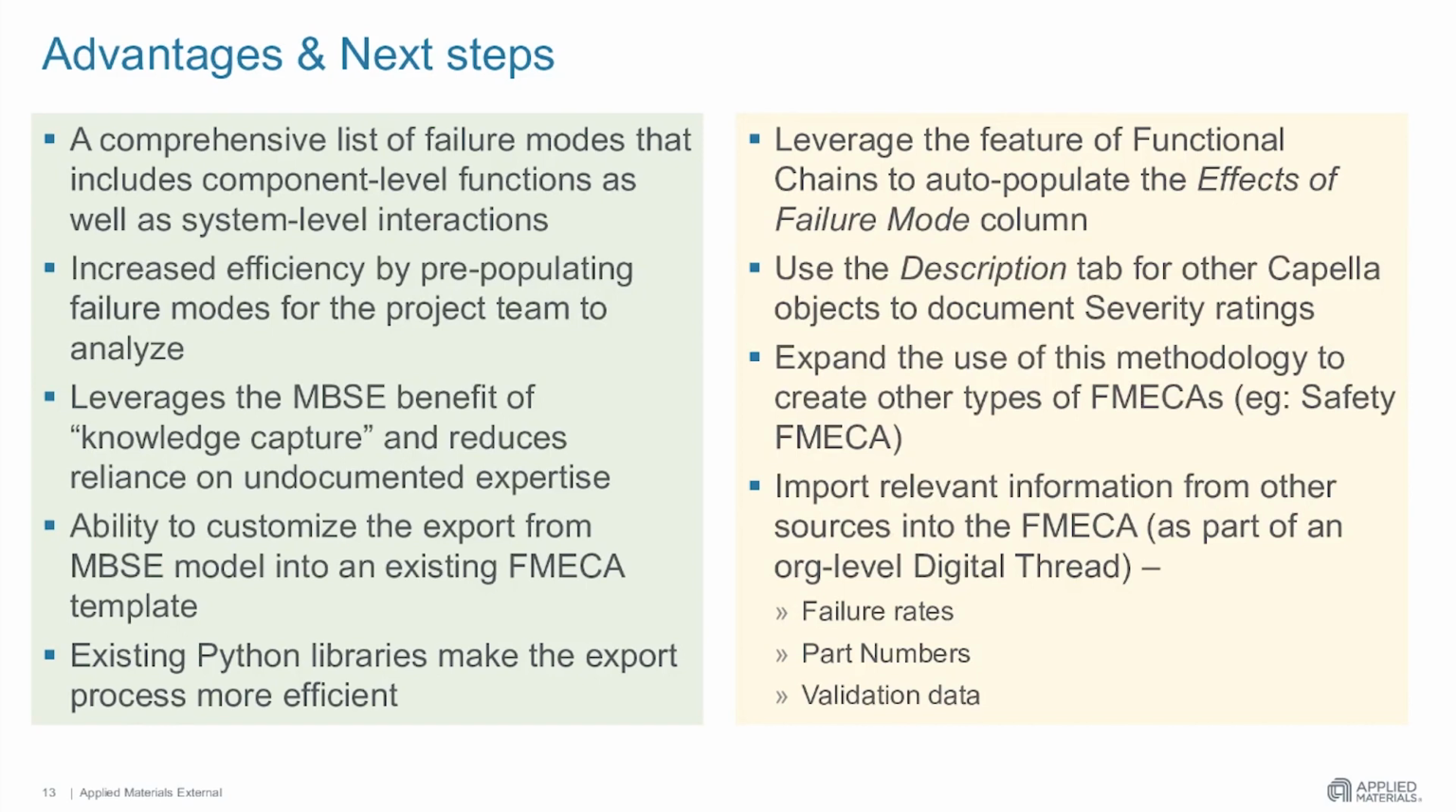The first one is, because the functional chains already have the failure mode information, can we populate the effects of failure mode directly from the MBSE model? So can we fill in the other columns of criticality and severity ratings? Severity ratings, we already know them from the hardware. If we add them into the description tab while we are building the Capella model, and eventually through the scripts, if we can document those severity ratings, they also can be auto populated.